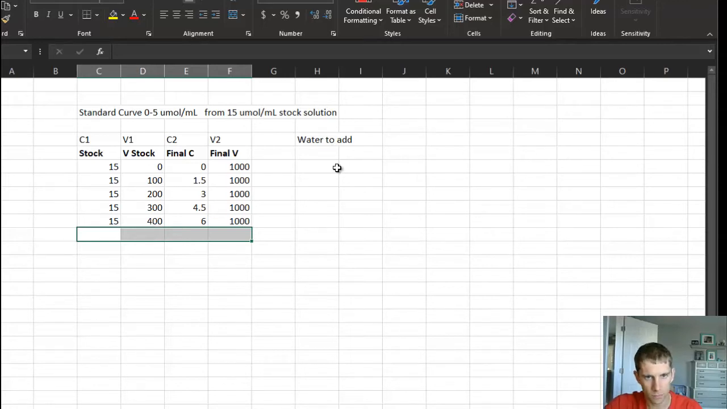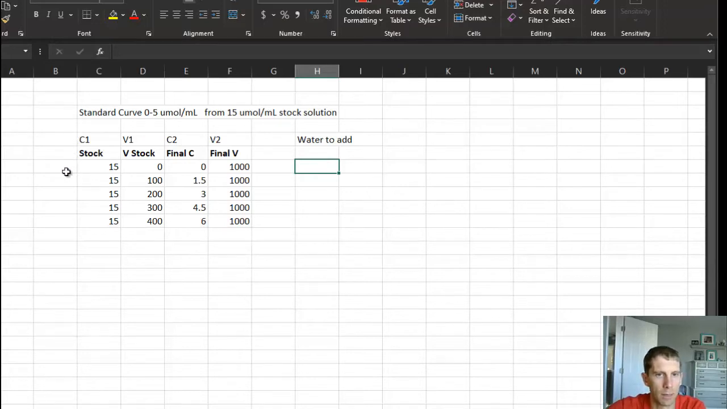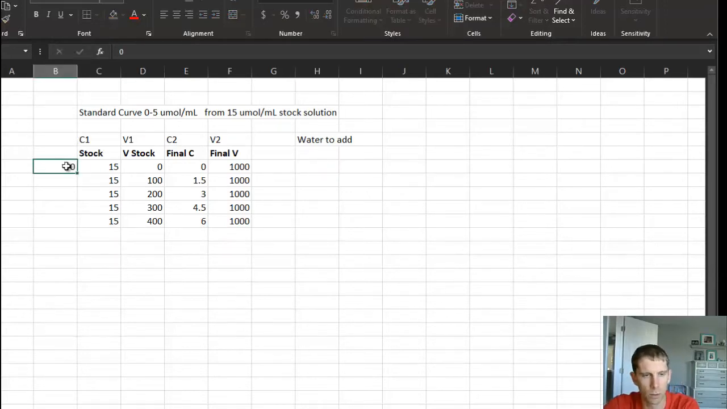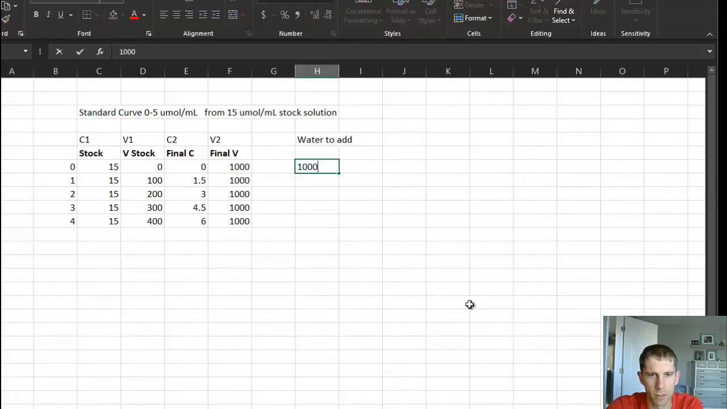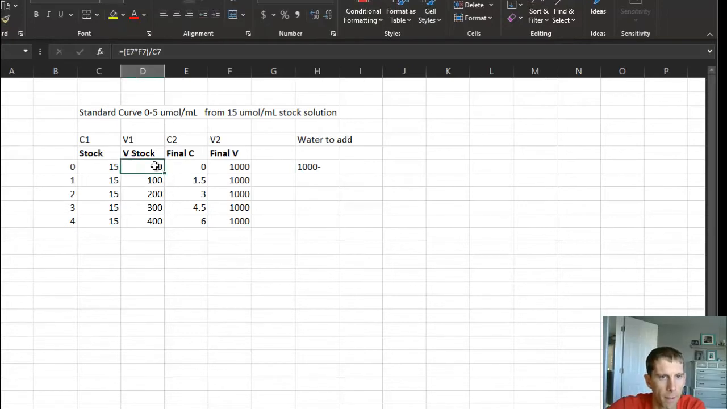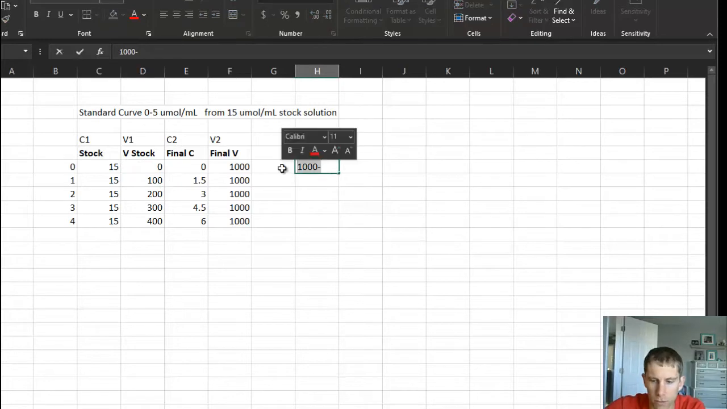So for water to add, we might as well go ahead and calculate that for all of them. So we'll label these test tube 0, 1, 2, 3, 4. So we're going to have 5 total different concentrations. I'm just putting this as test tube 0 because it's our 0 concentration. So for water to add, we know that we need to add 0 microliters of stock solution, and our final volume is 1,000 microliters. So I'm going to say 1,000 minus our V1 value for all these.